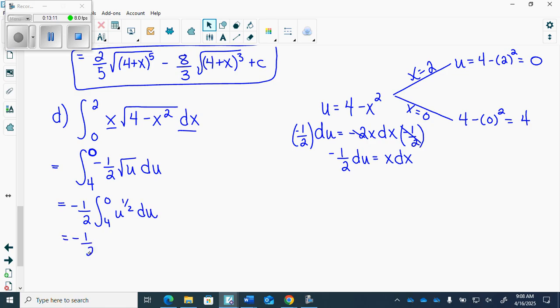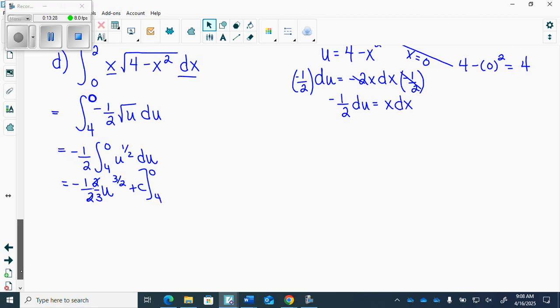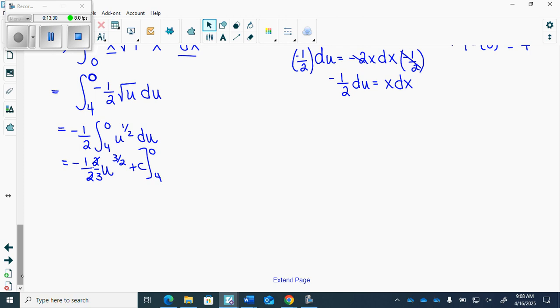So we have negative a half. I raise that power by 1. What am I going to get? u to the 3 halves. And then I'm going to divide by 3 halves, which is multiplying by 2/3, plus c. And now I go 4, 0. So I'm going to get negative 1/3 u to the 3 halves plus c, 0 to 4.